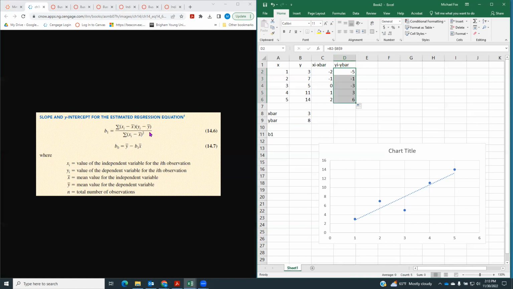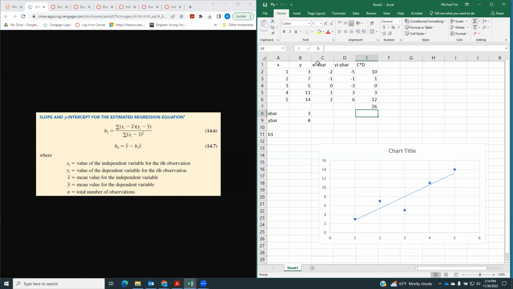So I know the numerator of this is going to be the sum of xi minus x bar times yi minus y bar. So I'm just going to say column C times column D. That's what I'm going to do here. So column C times column D. And then if I take the sum of those, there's my numerator, 26.